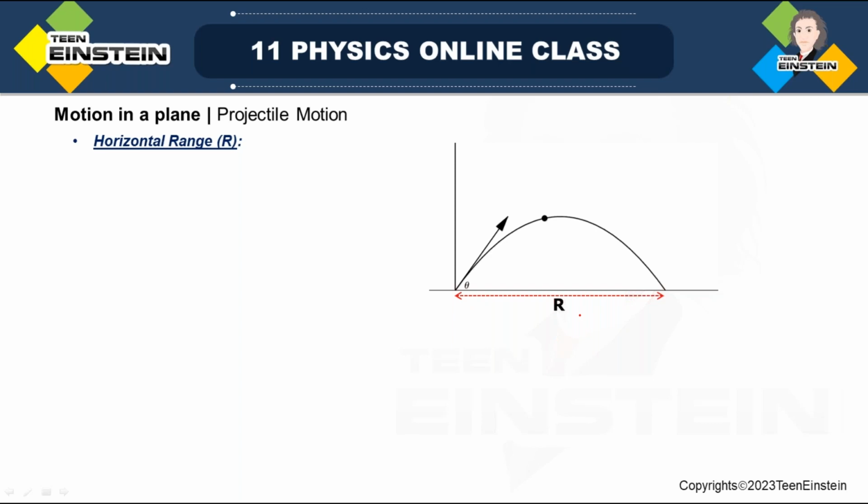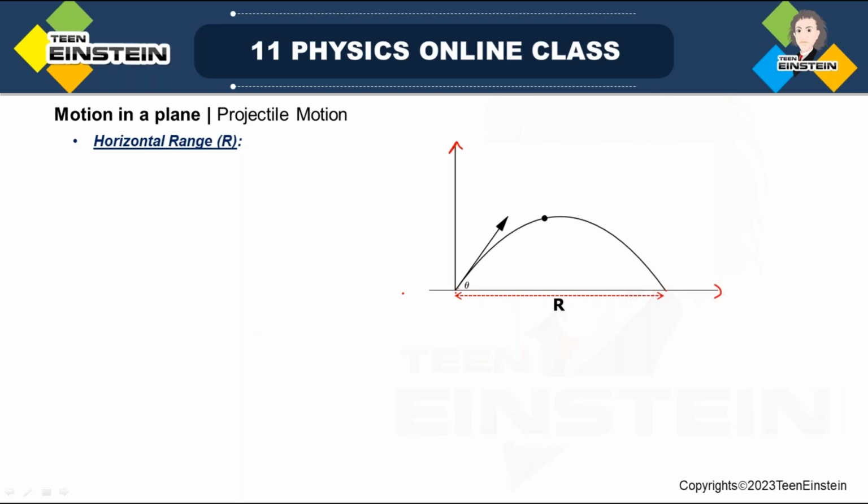The horizontal range is the horizontal distance between the initial point and the final point where the projectile lands. Okay, initial position from where the launching or projection of the particle happens, and where it lands. This is the final point, initial point and final point. So the linear distance, or the distance between the initial and final point, is called range. So how to find out range?